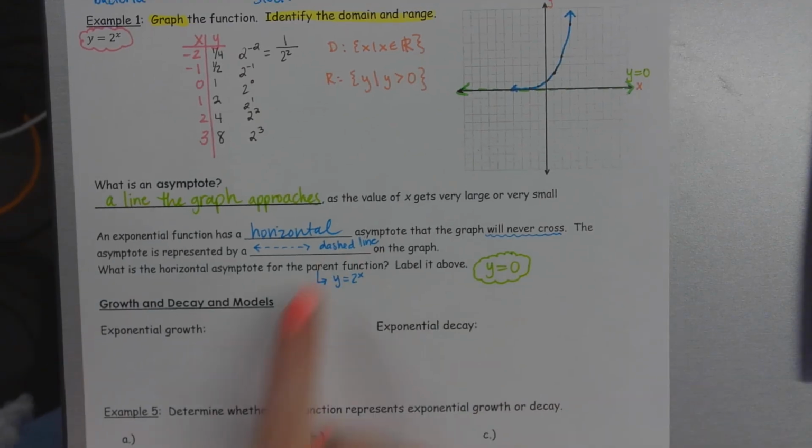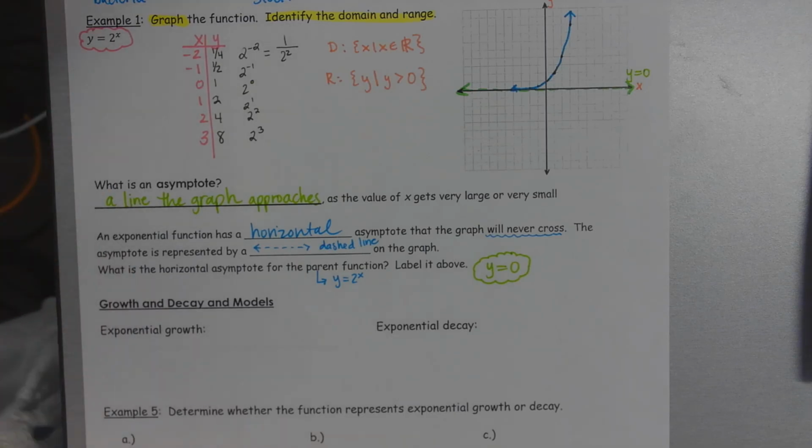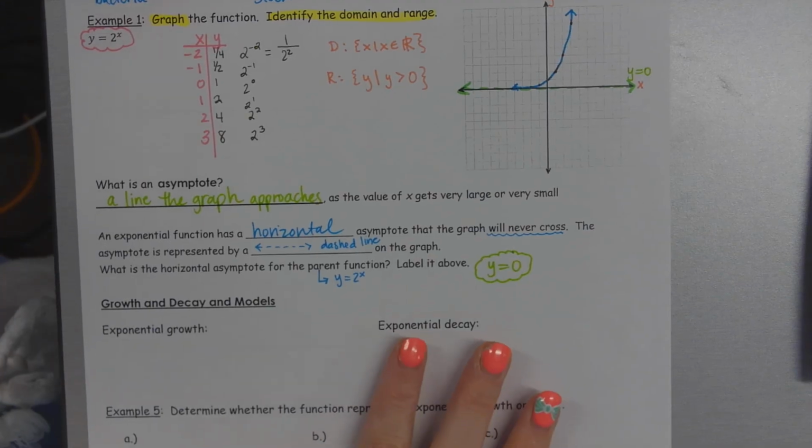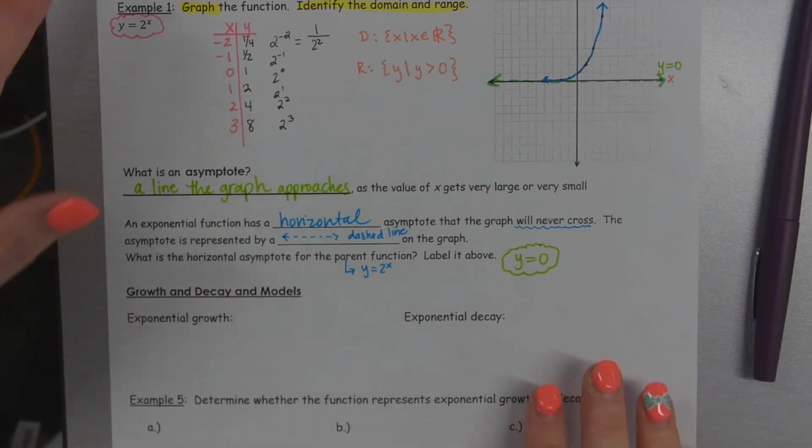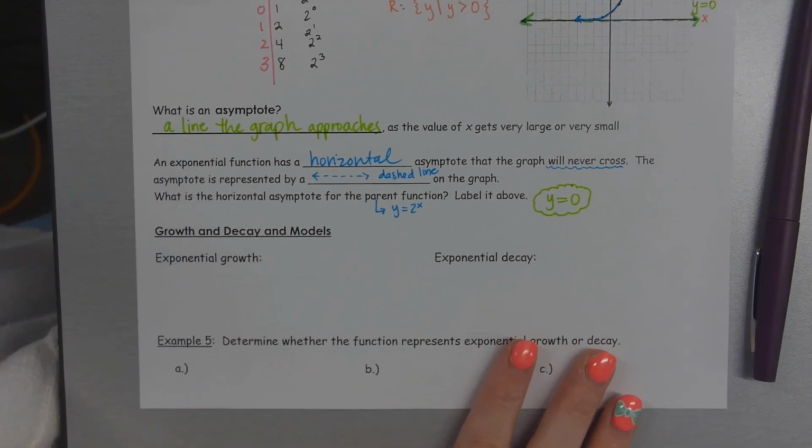Okay, so we have a dash line. We have it labeled. Okay, and then we're using a highlighter so that we can see it on the axis. Okay, or if you have a marker, that's fine too. And if you need a highlighter, I have some over there, you can help yourself.